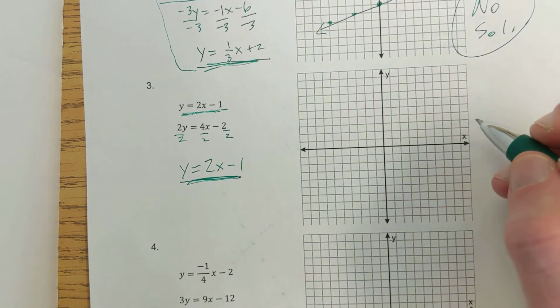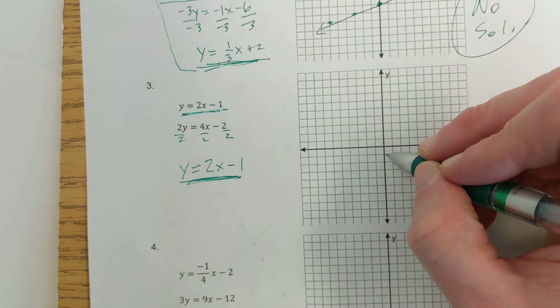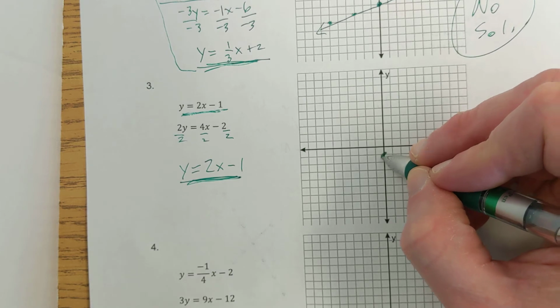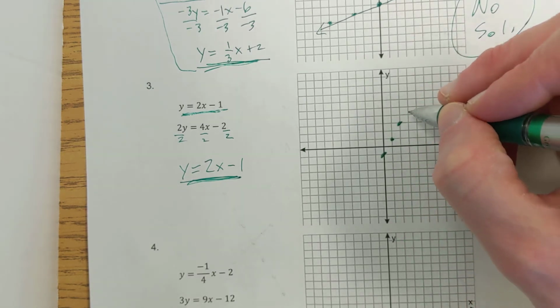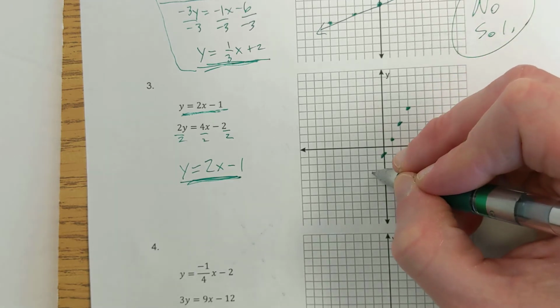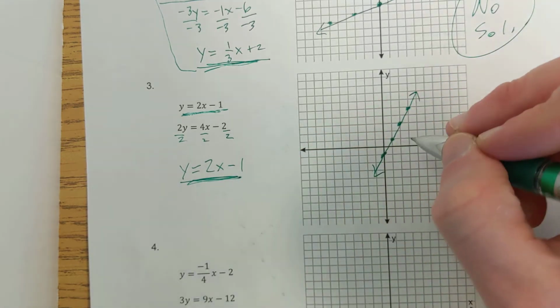Okay, and so when that happens, that means you've got one, the first one at -1. We're going up 2 and over 1, up 2 and over 1. Okay, and we get the same line when we graph this one.